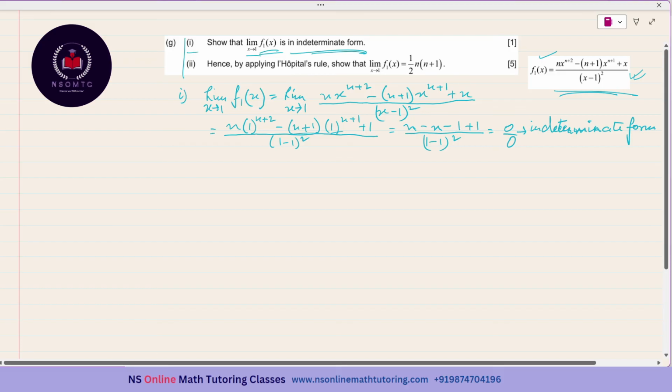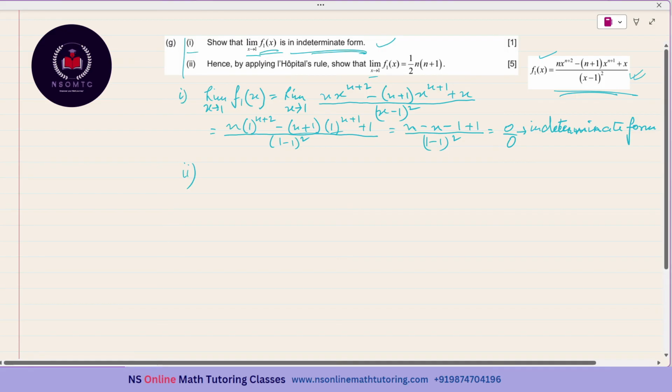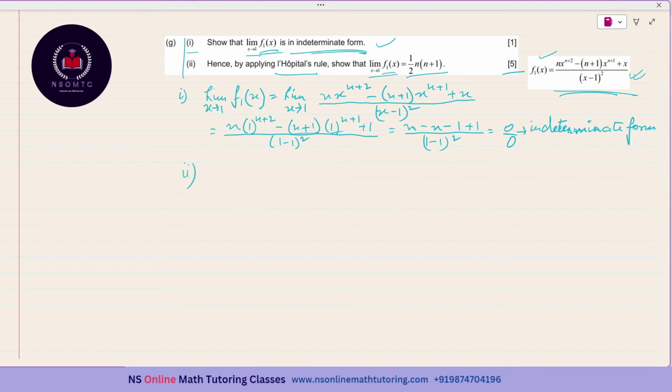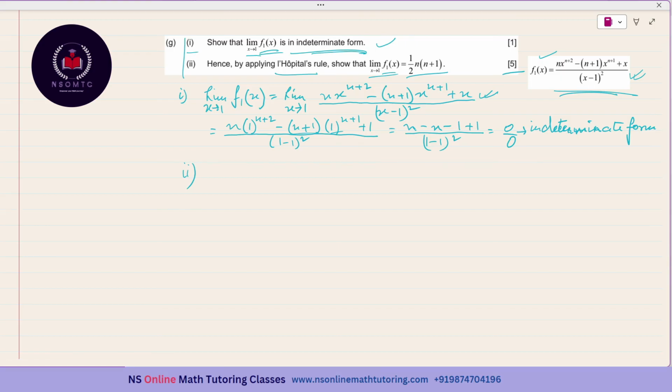Okay. Now coming to II. Hence, by applying, because it is an indeterminate form, if we have to find the value of f1 of x or expression for f1 of x, show that limit x tends to 1 f1 of x equal to half times n plus 1, containing 5 marks. Okay. So they have given the rule that we have to apply. And so what do we do? This is the f1 of x expression, which is 0 by 0. So we have to differentiate the numerator and the denominator separately.